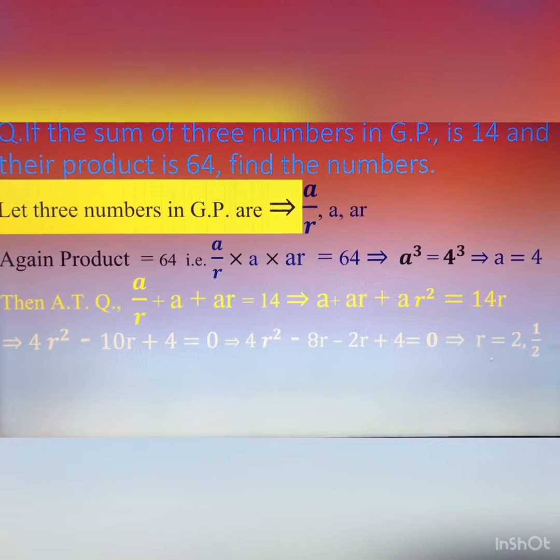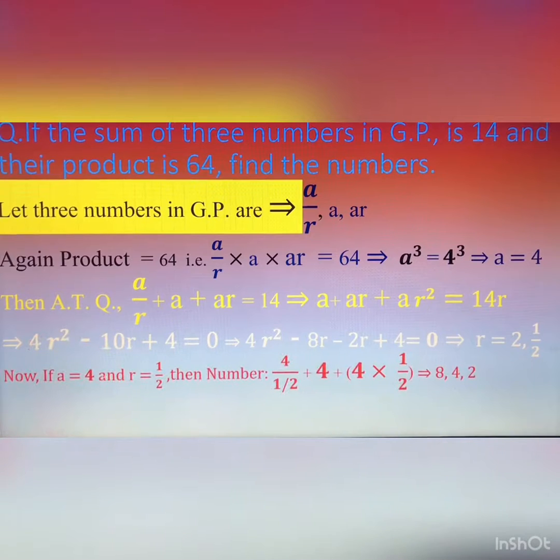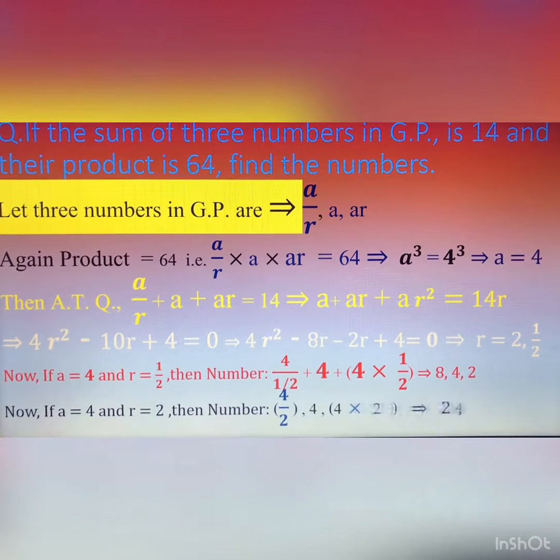So what are the numbers? When a equal to 4 and r equal to 1 by 2, then by substituting these values here we will get 8, 4 and 2. And if a equal to 4 and r equal to 2, then we will get the numbers 2, 4 and 8. So there are 2 answers: 8, 4 and 2, and 2, 4 and 8.